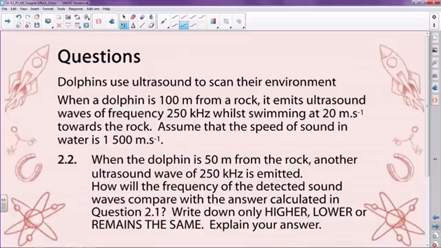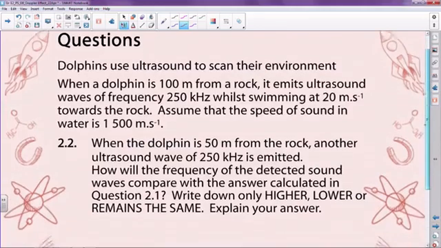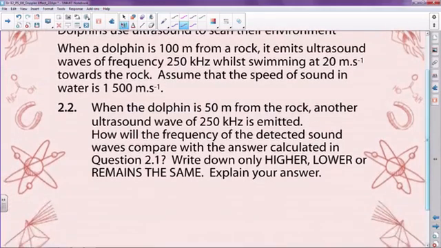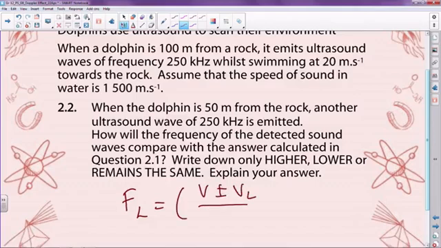Then they asked you, and this is such an important question, when the dolphin is 50 meters from the rock, another ultrasound wave goes out, how will the frequency detected by the wave change? Now, for a lot of you, your automatic answer is going to be, it's going to increase. And then if I asked you why, you're going to say, because it's closer. Then I'm going to say to you, but if we look at our equation, remember this is the equation that we're using, this equation never, ever considers the distance. It's got nothing to do with distance.